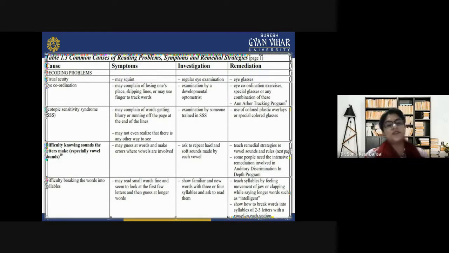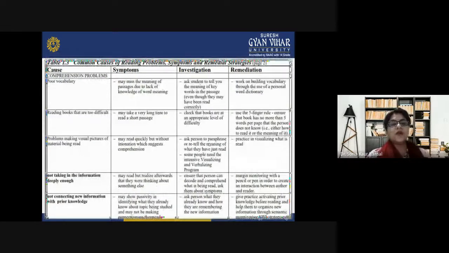Then there is difficulty breaking words into syllables. The child may read small words fine, but seem to look at the first few letters and then guess at longer words. Investigation is done by showing familiar and new words with 3 or 4 syllables at a time and asking them to read them. This leads to repetition, such as teaching syllables by feeling the movement of the jaw or clapping while saying longer words such as intelligent. So, how to break words into syllables of 2-3 letters within a word.